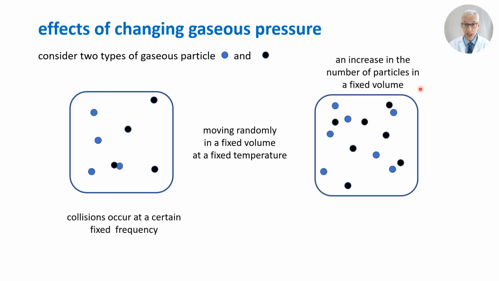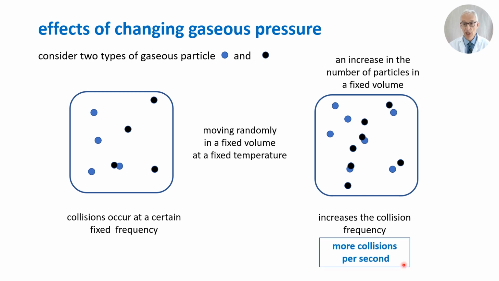If we increase the number of particles in the fixed volume, so I've got more blue particles and more black particles, then of course we have more collisions per second. The collision frequency increases. So that means we've got more collisions per second. We call an increase in the number of particles in a fixed volume an increase in pressure.